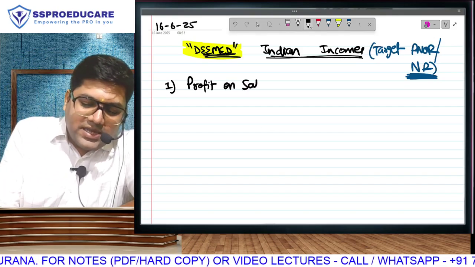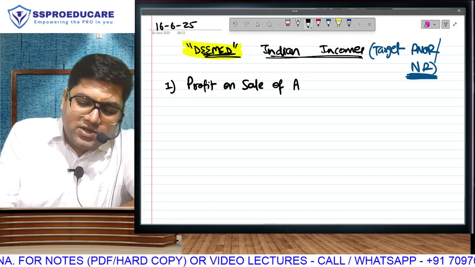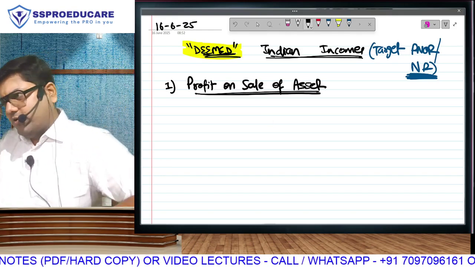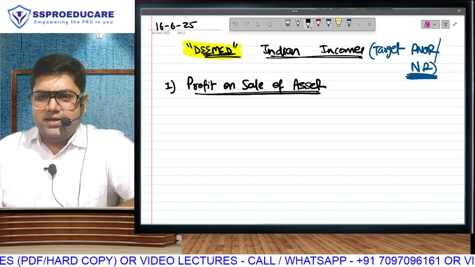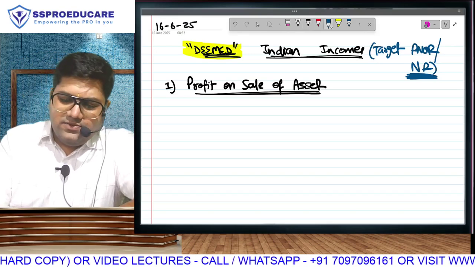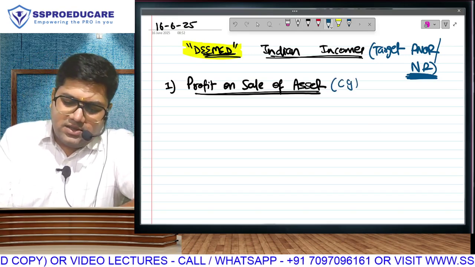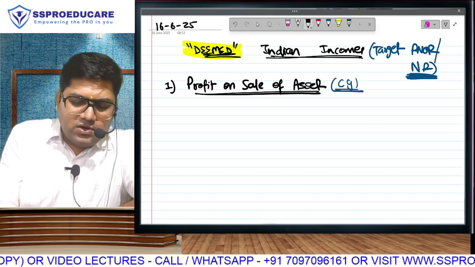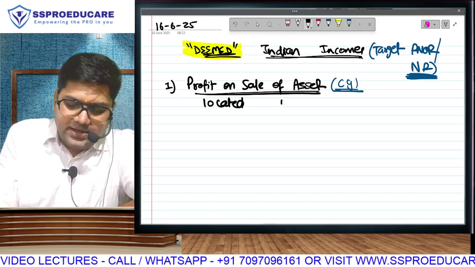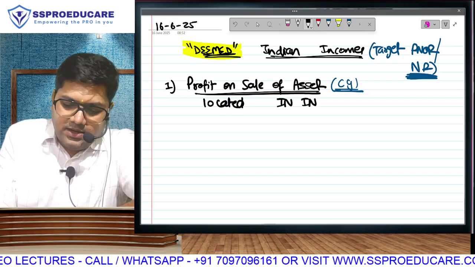Profit on sale of asset. As y'all are new to taxation, I am calling it profit on sale of asset. One fine day, we won't be calling it profit on sale of asset. We will call it capital gain. Profit on sale of an asset which is located in India.